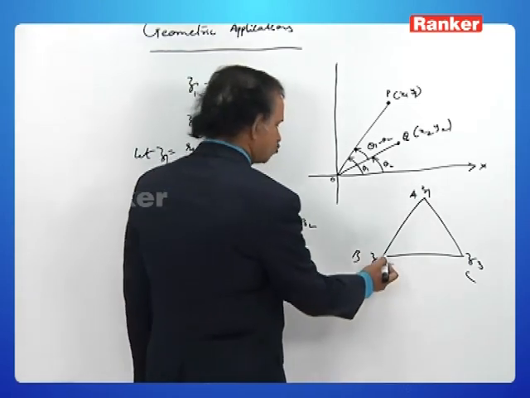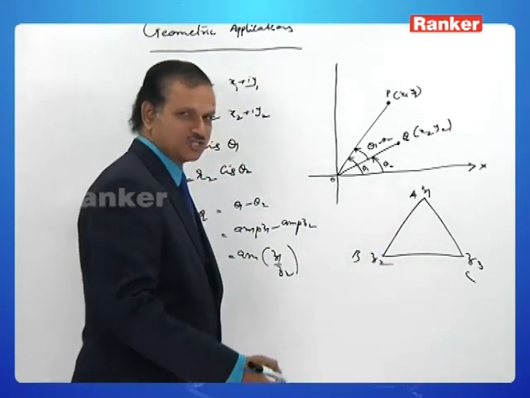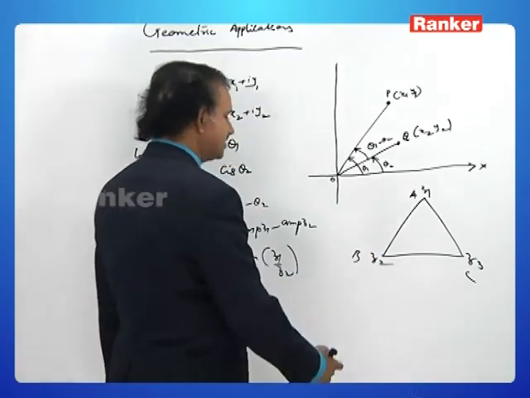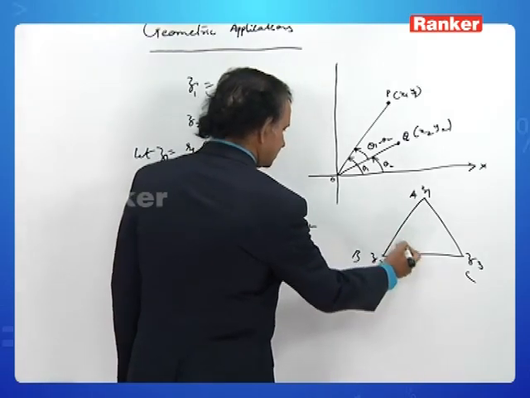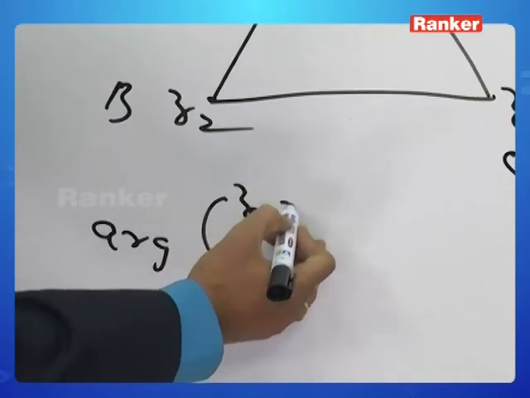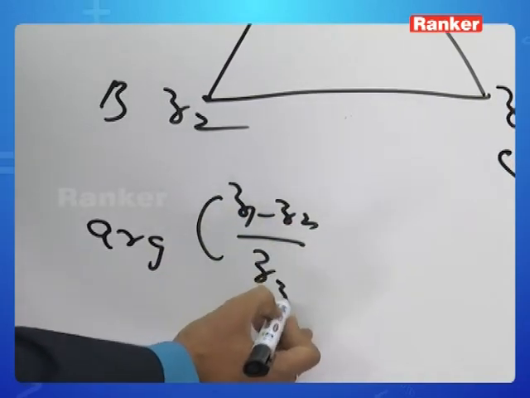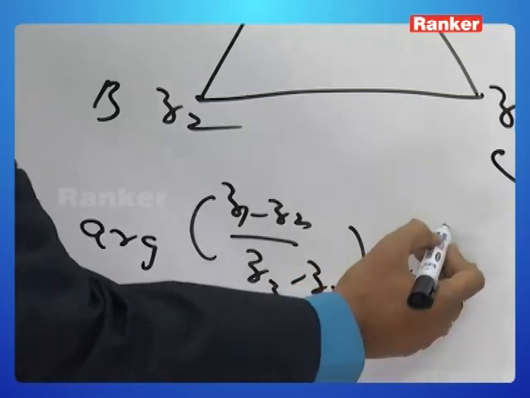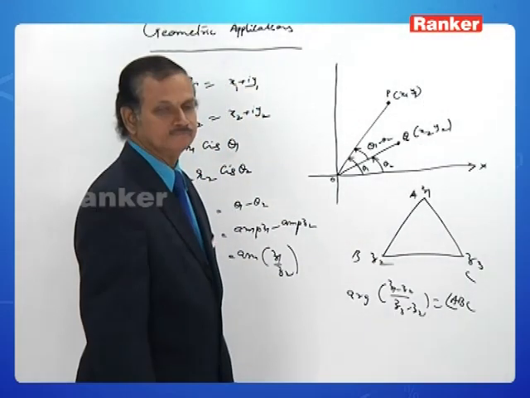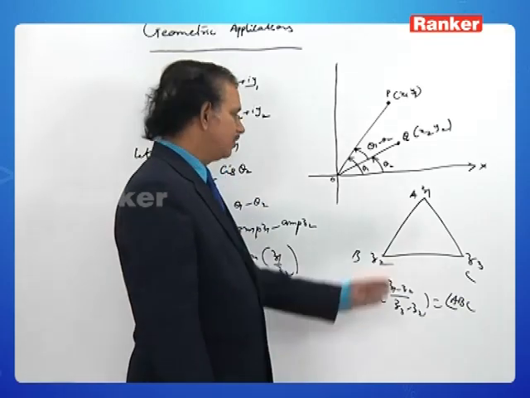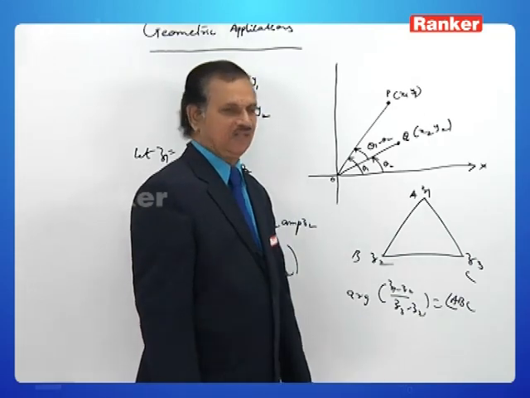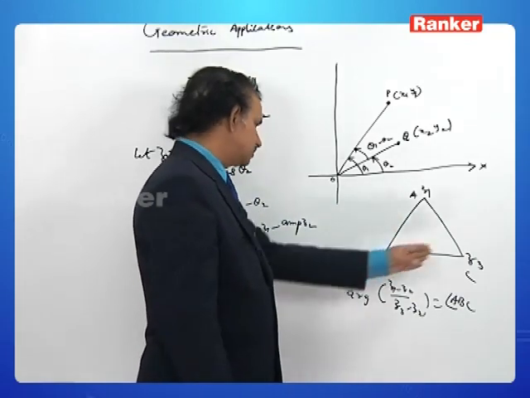I consider this to be the origin. And what does it mean? I shift the origin to this point, say. Then what is that? This angle minus this angle, that is the argument of Z1 minus Z2 by Z3 minus Z2, is of course nothing but angle ABC. It is BA bar and BC bar. The angle between them is the argument of this minus this.